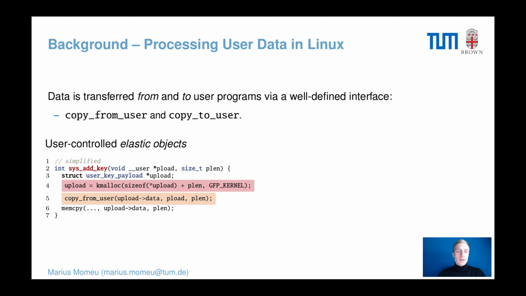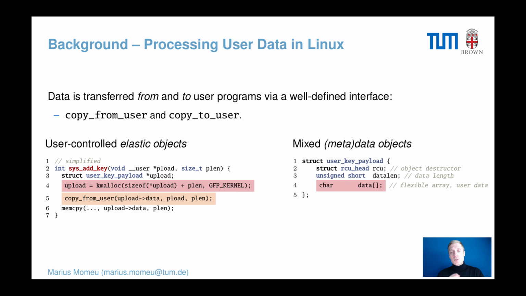The code listing on the slide shows how the add_key syscall uses copy_from_user to process user data. The syscall first allocates a heap object of type user_key_payload at line 4, in which it then copies user data using copy_from_user at line 5. Interestingly, because attackers control the arguments passed to the syscall, they can also control the size of the heap allocation through the variable plen. This is what makes user_key_payload a so-called elastic object.